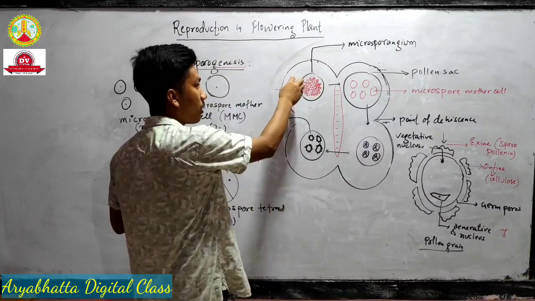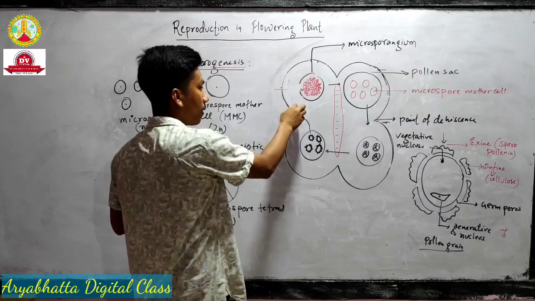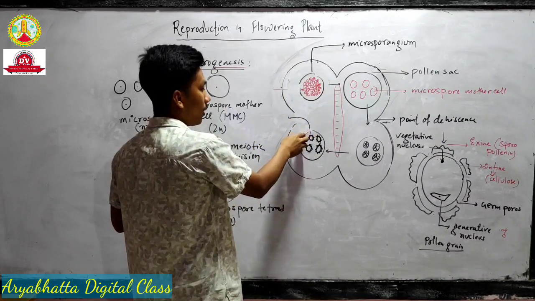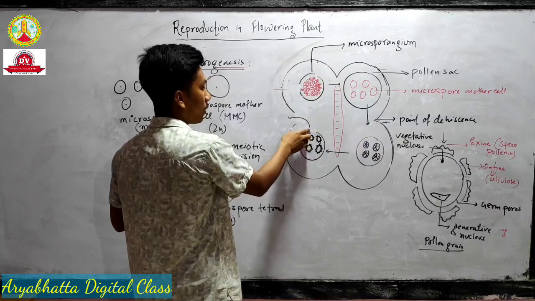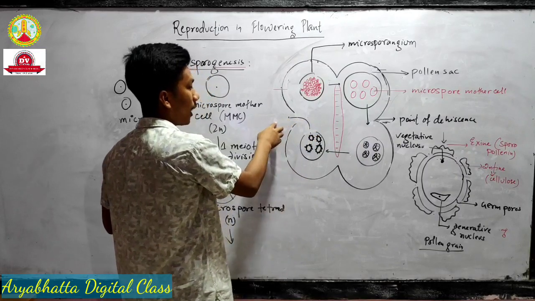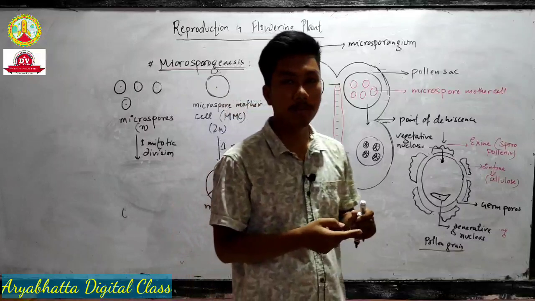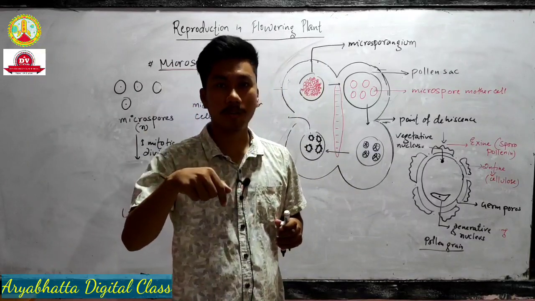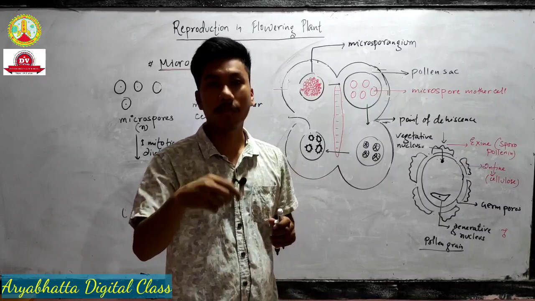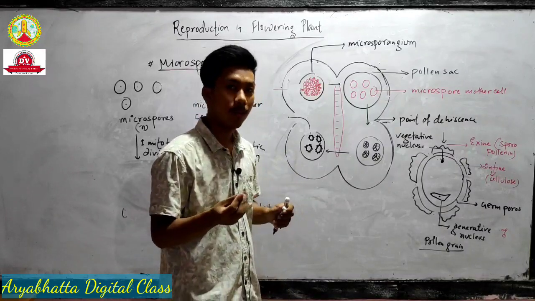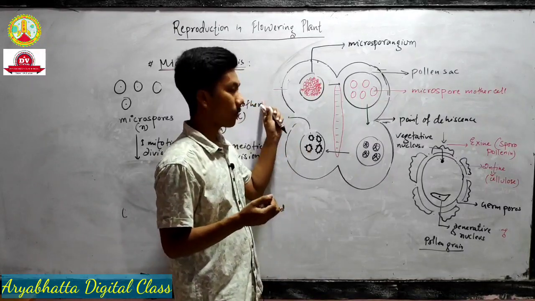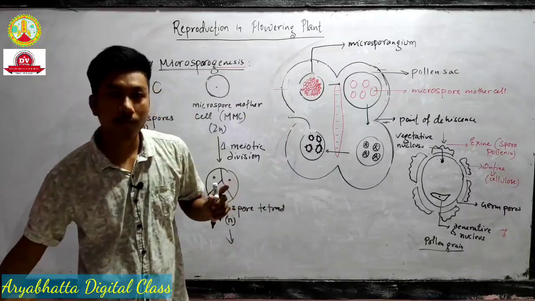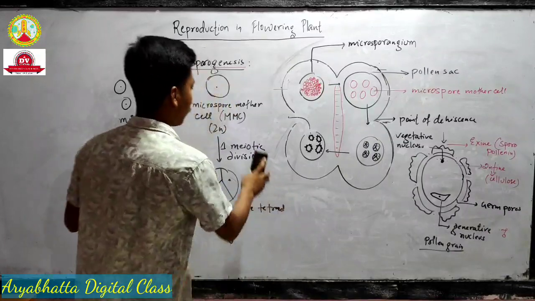Okay, when anther becomes mature, all these cells become fibrous, and it will degenerate. The pollen grain will be released out of the cell and will go into the female reproductive organ through stigma. It will come down into the ovule inside the ovary, and the fusion will take place. Okay, so this is the overall process of microsporogenesis. Now there are a few terms that you need to remember.